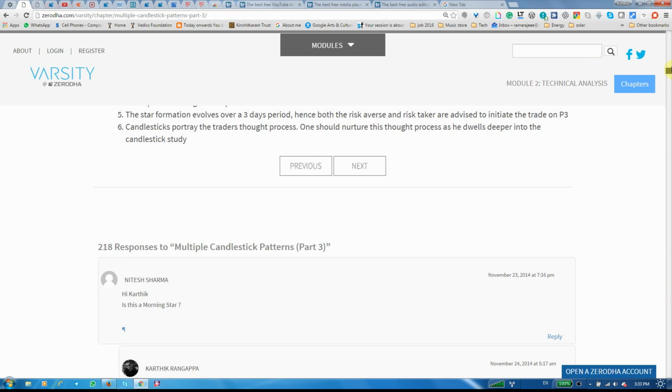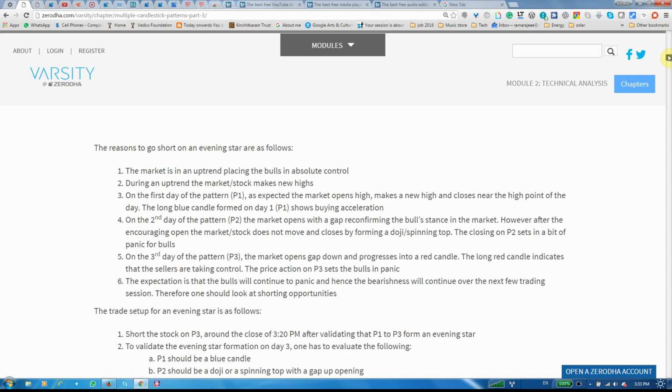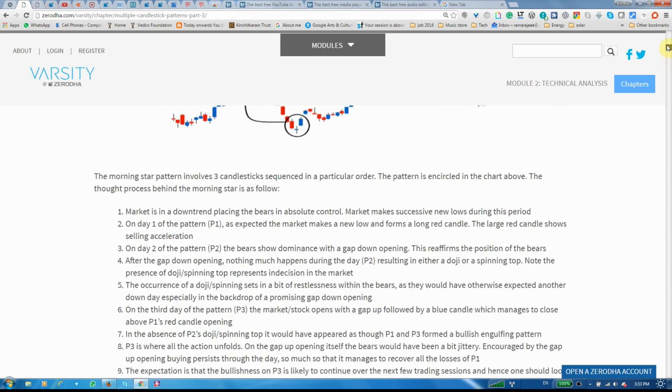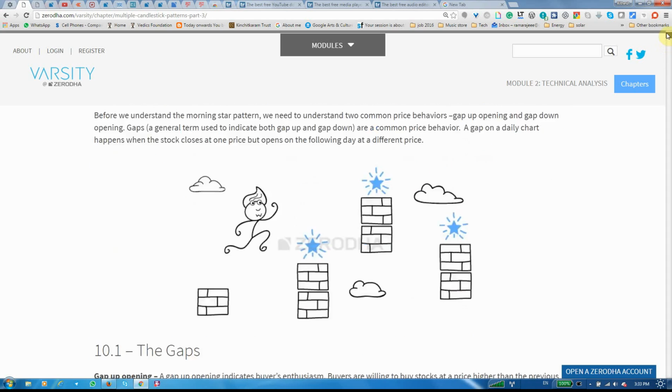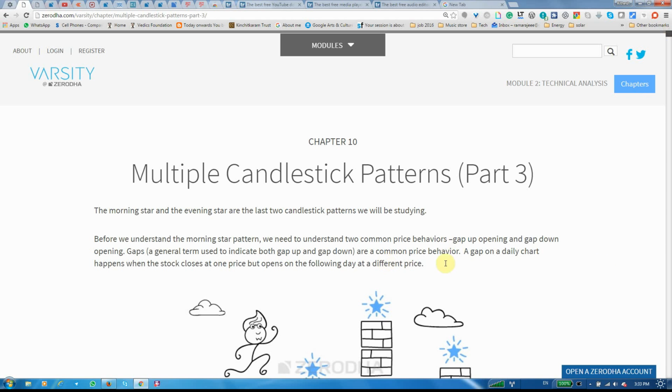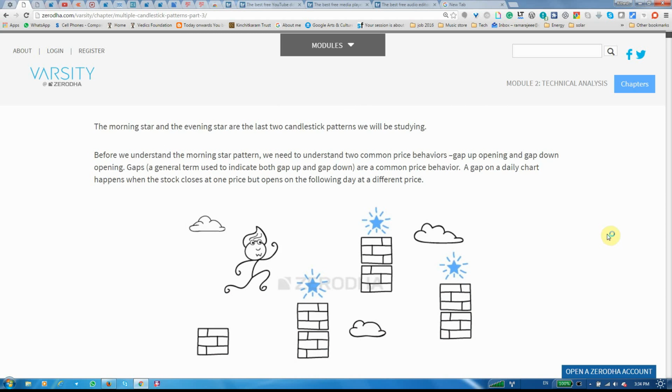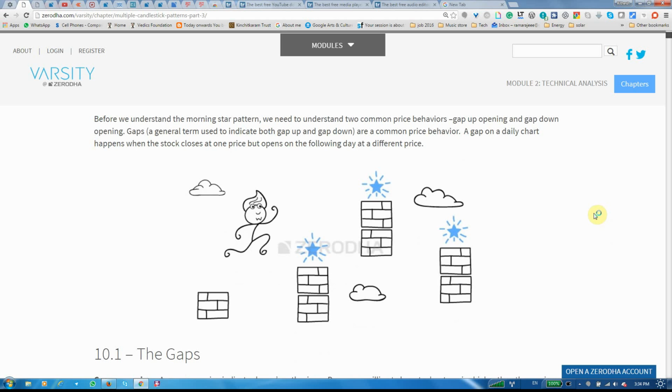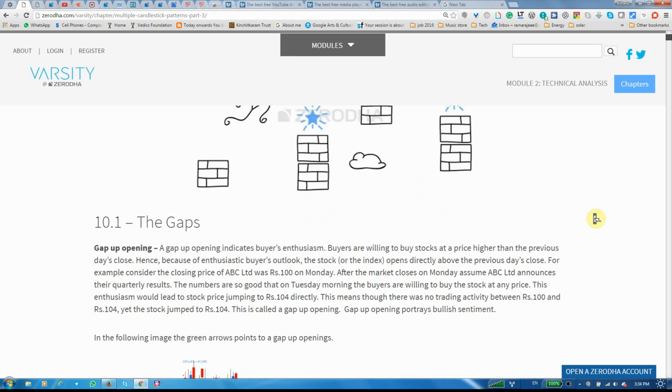Chapter 10. Multiple Candlestick Patterns, Part 3. The morning star and the evening star are the last 2 candlestick patterns we will be studying. Before we understand the morning star pattern, we need to understand 2 common price behaviors: gap up opening and gap down opening. Gaps, a general term used to indicate both gap up and gap down, are a common price behavior. A gap on a daily chart happens when the stock closes at one price but opens on the following day at a different price. 10.1 The gaps.